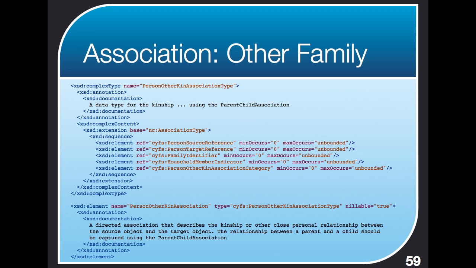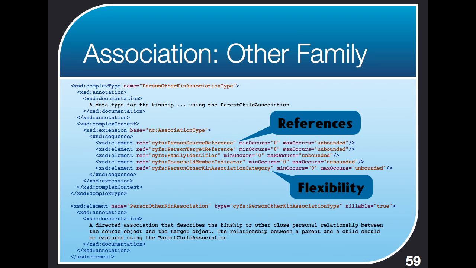The person-other kin association looks very similar. Again, it starts by being based on association type, so it gets the starting and end dates. To that, it adds two references to point to the two people that are part of this particular association. One being the source reference and the other being the target reference. Again, we note that it has this person-other kin association category, which is a code table and a text string, allowing you to specify with an awful lot of detail exactly what kind of association this is. What kind of family relationship are we representing with any particular use of the person-other kin association?